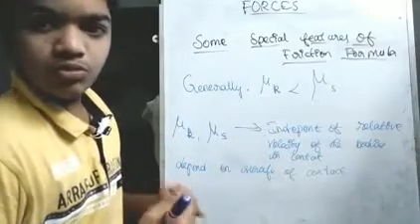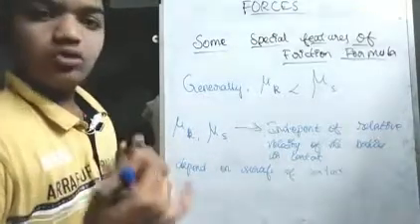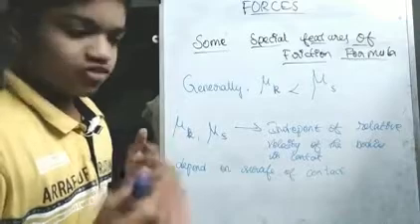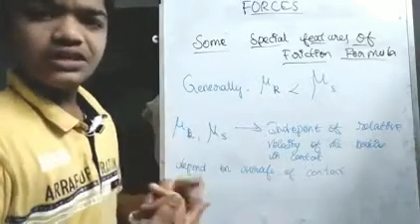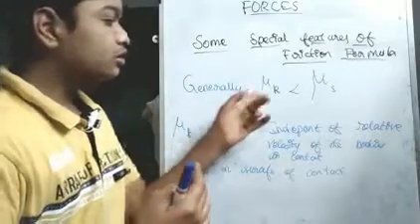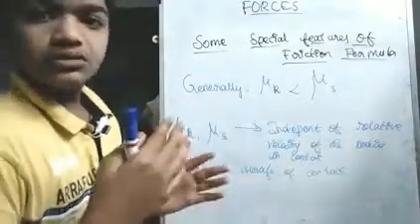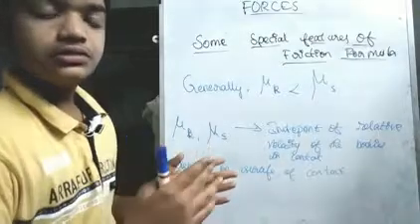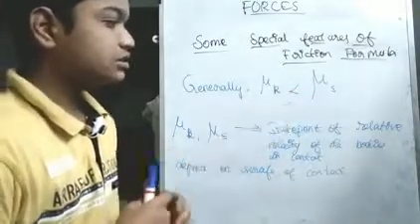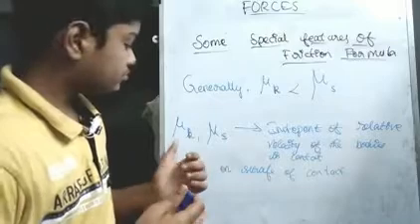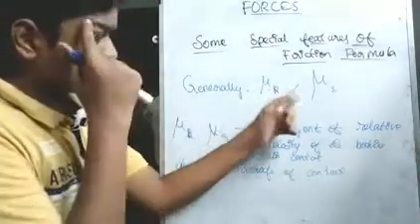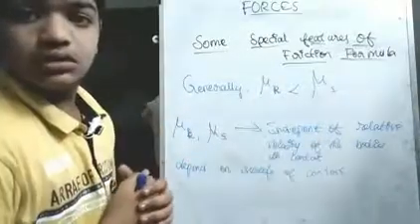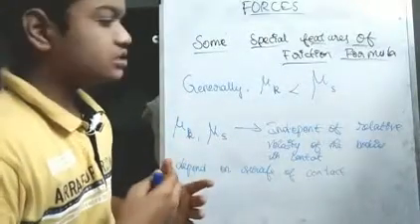We see the friction formula: it is mu s N when it is impending slip, and when it is slip, it is mu k N. When it is no slip, it is less than mu s N. Now we are going to see that generally mu k is less than mu s.